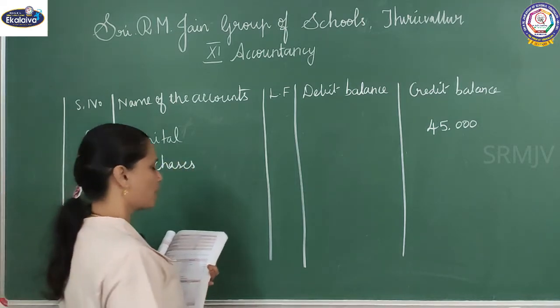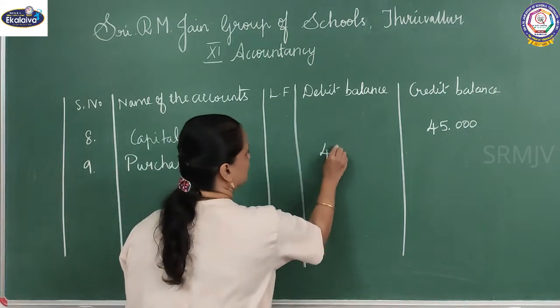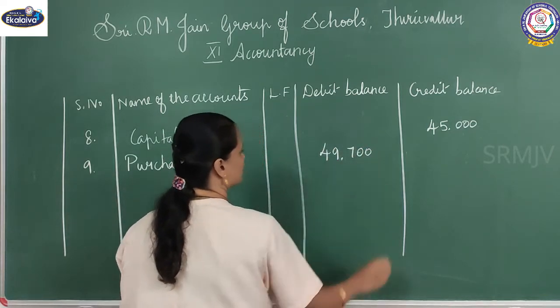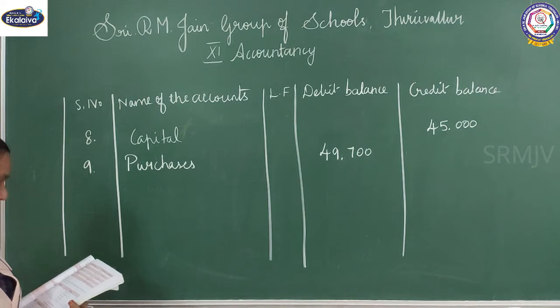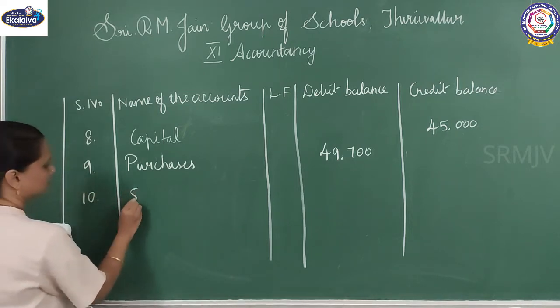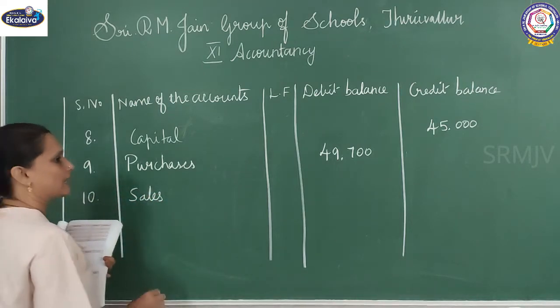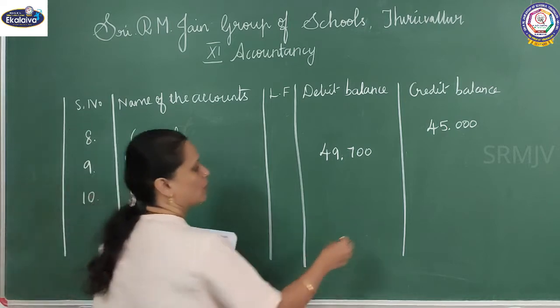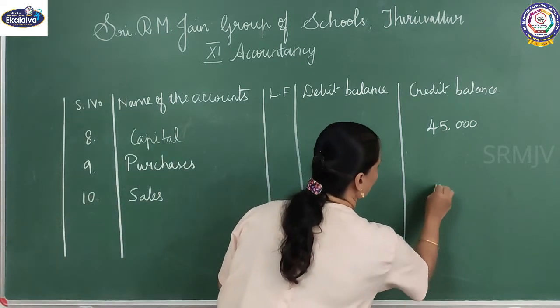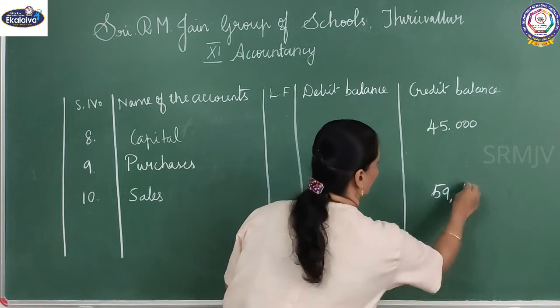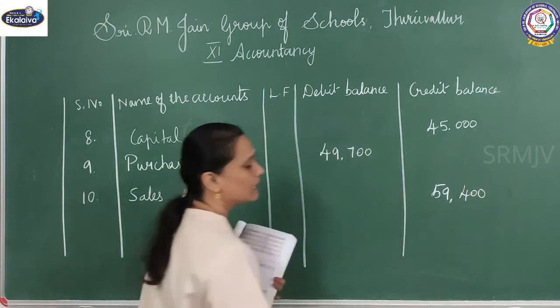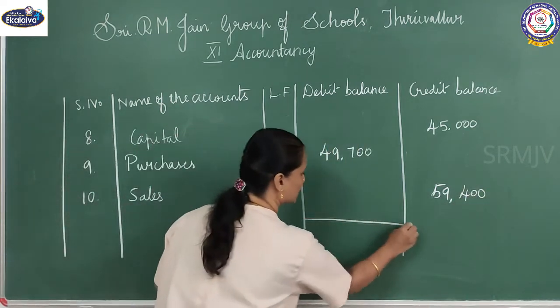Purchases, how much? 49,700. Because purchase account to cash account only we use, right. And then sales. Okay, sales, how much? 59,400. Okay, now we are going to add both the sides.